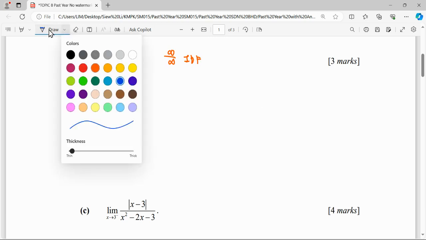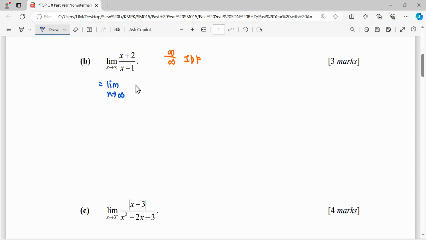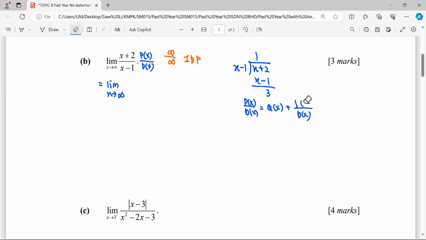To simplify this, we can simplify our fraction here. You can see our fraction is an improper fraction. To simplify this improper fraction, we can do long division, x plus 2 over x minus 1. x goes in 1 times, 1 times negative 1, and the balance is 3. So p(x) over d(x) is written as q(x) plus r(x) over d(x). We change the improper fraction into q(x) plus r(x) over d(x). So q(x) here is 1, plus r(x) is 3 over x minus 1.